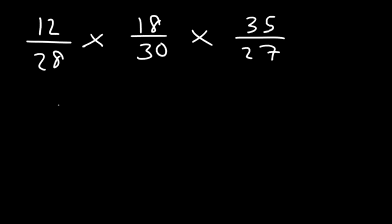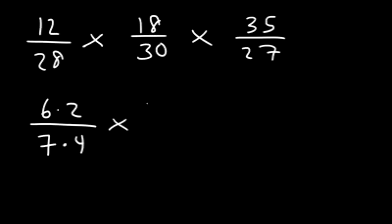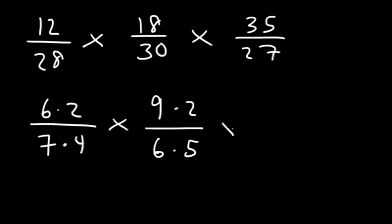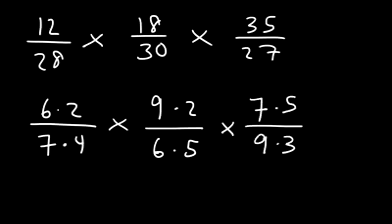12, we can write that as 6 times 2. 28, we could say it's 7 times 4. 18, we can write that as 6 times 3. Better yet, I'm going to make that 9 times 2, because there's 27 and 27 is divisible by 9. 30 is 6 times 5. 35 is 7 times 5. And 27 is 9 times 3.